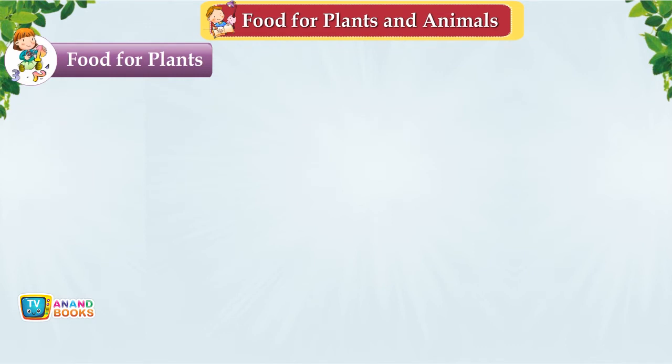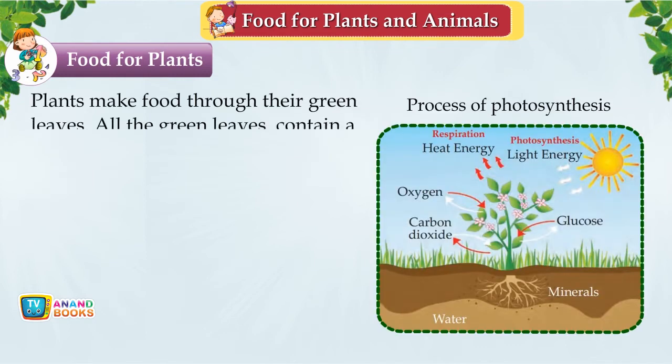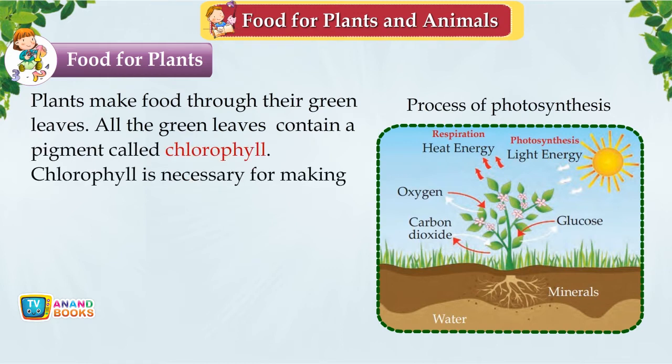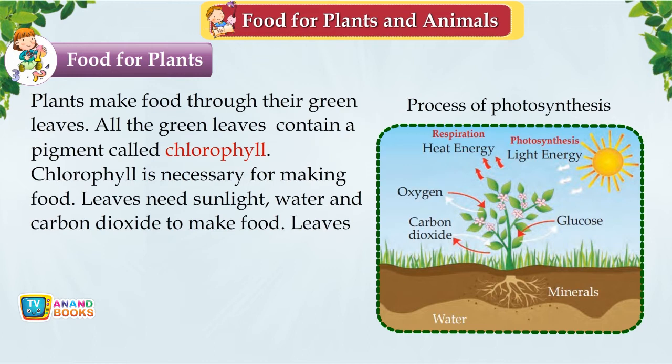Food for plants. Plants make food through green leaves. All the green leaves contain a pigment called chlorophyll. Chlorophyll is necessary for making food. Leaves need sunlight, water, and carbon dioxide to make food. Leaves absorb sunlight through chlorophyll.